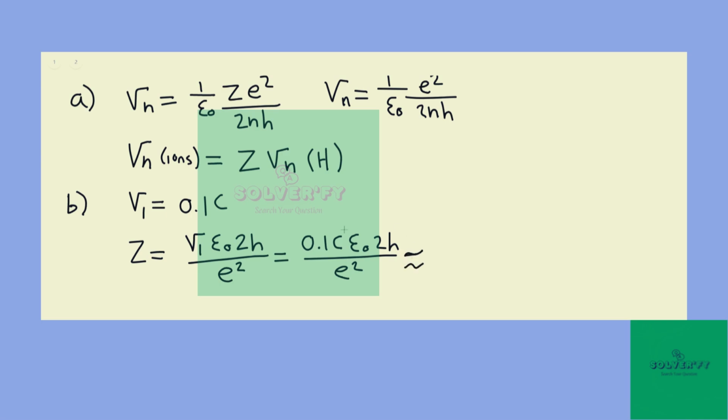Using Planck's constant, the permittivity, and the electron charge, this result will be approximately 13.74, which we have to round up to an integer value because atomic numbers are integer values. So we must have an atomic number of at least 14 for the ground state velocity of our electron to be 10% of the speed of light.